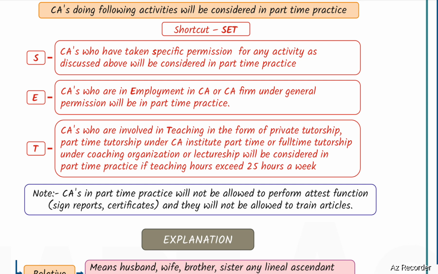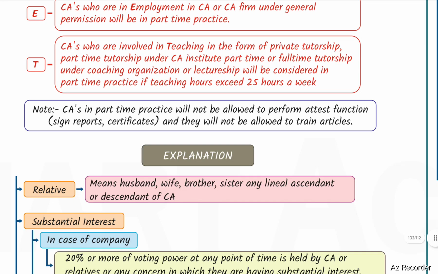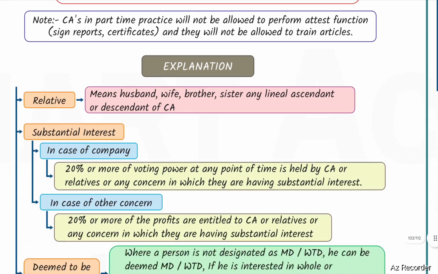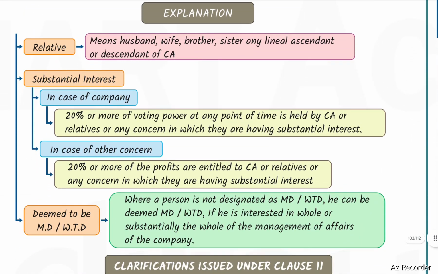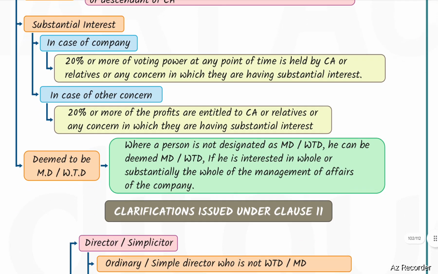A CA in part-time practice will not be allowed to perform attest functions, sign reports and certificates, and will not be allowed to train articles. Relative means husband, wife, brother, sister, any lineal ascendant or descendant of the CA. Substantial interest. In case of a company, 20% or more of the voting power at any point of time is held by the CA or relatives or any concern in which they have substantial interest.